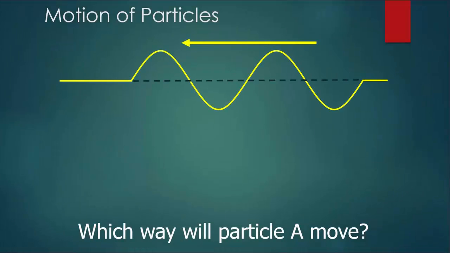Let's take a look at another example. Similar looking wave, traveling to the left. Here's particle A. Once again, transverse wave, particle A can only move up and down.